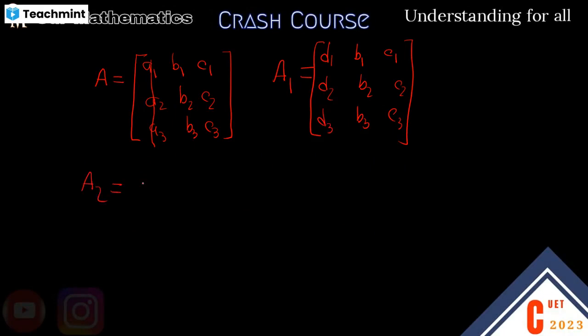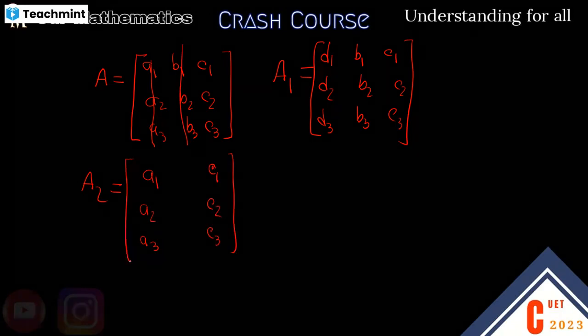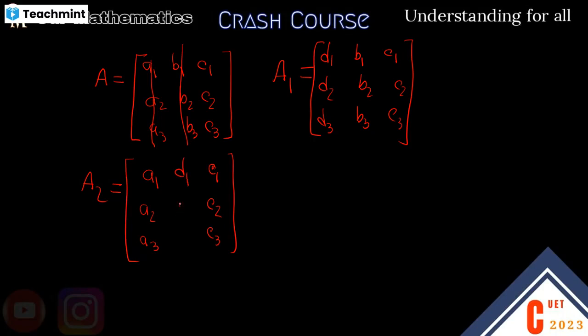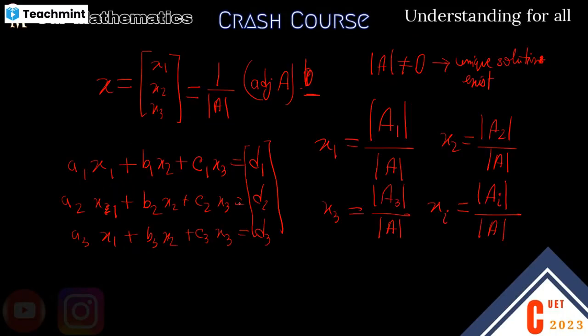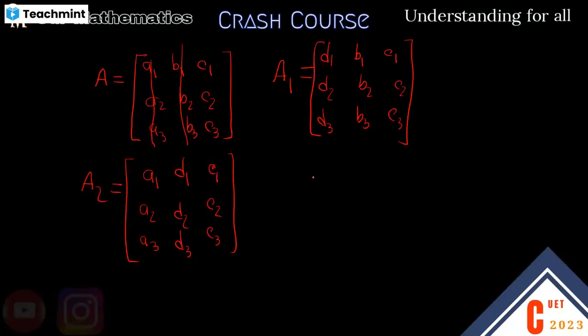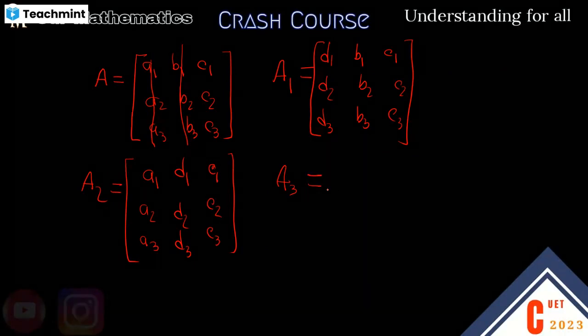In the case of A2, what will happen? Cut the second column, and the other columns will stay in their places. In place of the second column will come D1, D2, D3. Remember, D1, D2, D3 are the constants when they are on the other side of the equal sign. So it is important to know how D1, D2, D3 are decided.